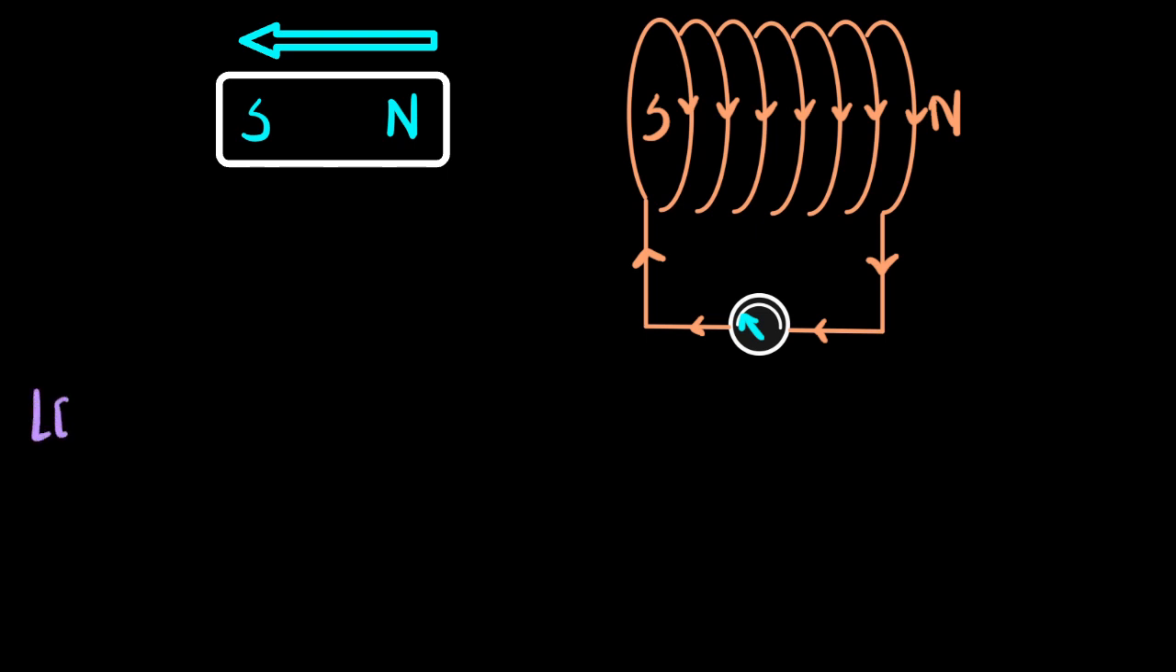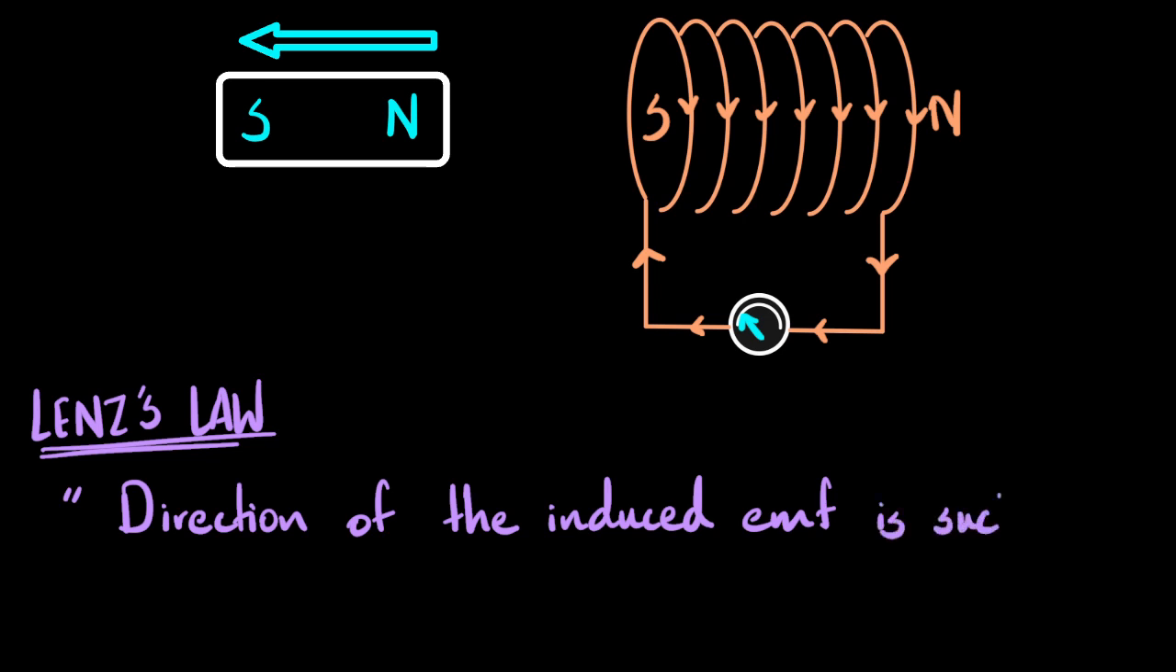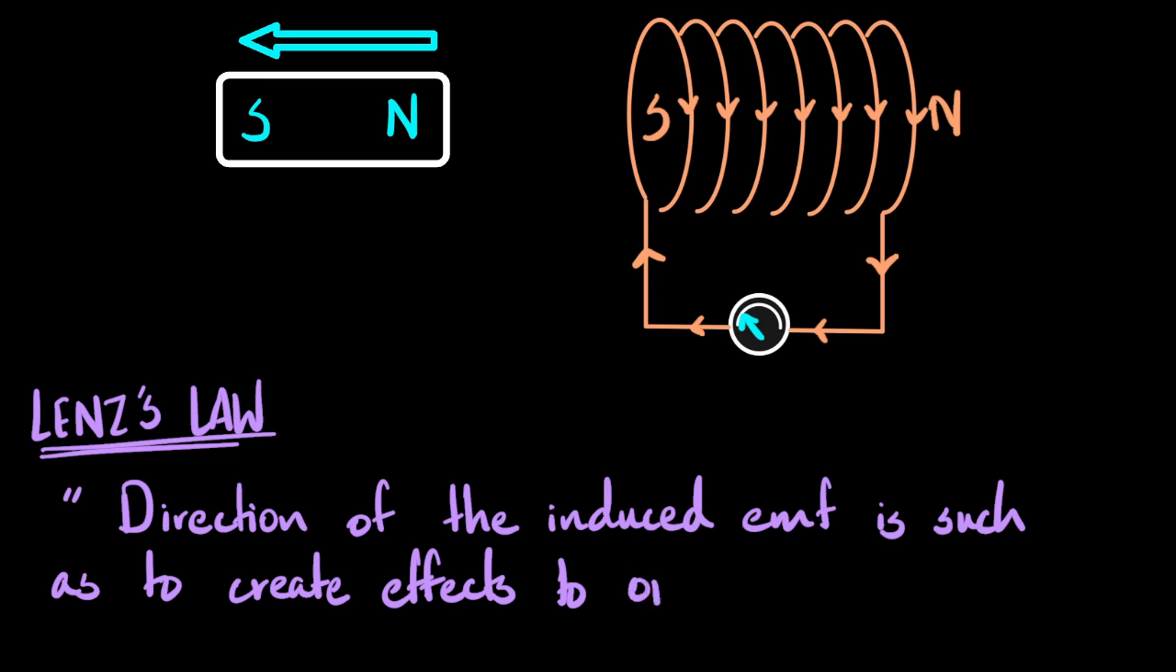So Lenz's law basically says that the direction of the induced EMF is such as to create effects to oppose the change which produced it.